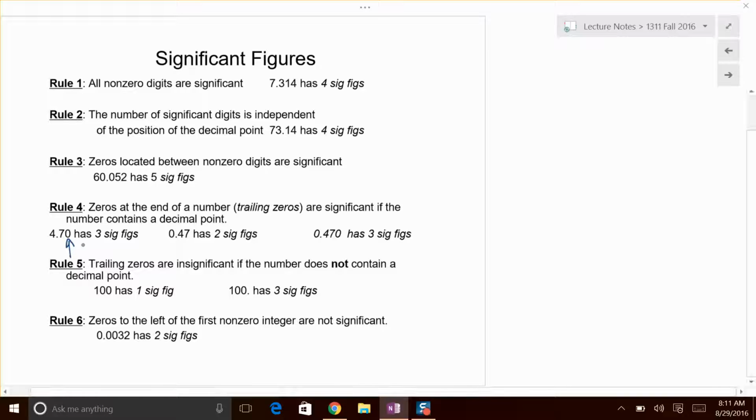Trailing zeros are insignificant if the number does not contain a decimal. Once again, do they have value? 100 versus 1. Do these zeros have value to them? Yes. Are they significant? No.